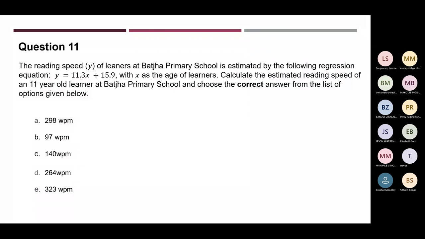Calculate the estimated reading speed of an 11-year-old. So therefore, my x here will be 11 years, and choose the correct answer. So where I see my x, 11.3x plus 15.9, I must just substitute 11 and calculate what is the estimated reading speed of an 11-year-old.